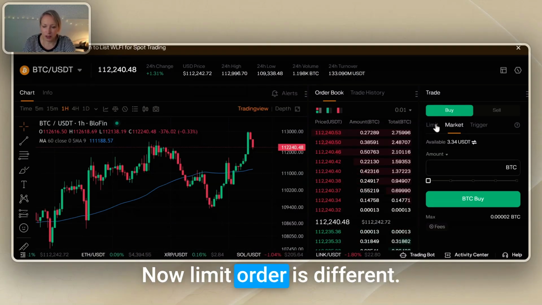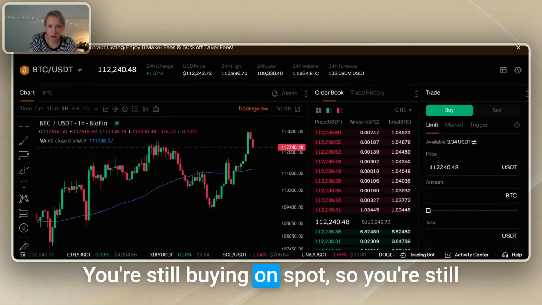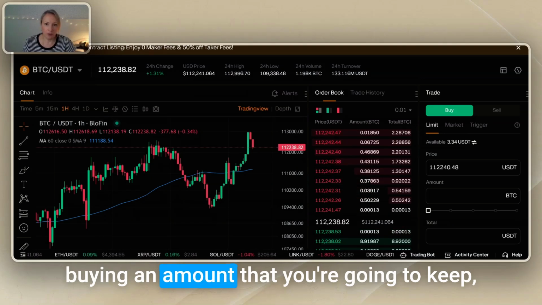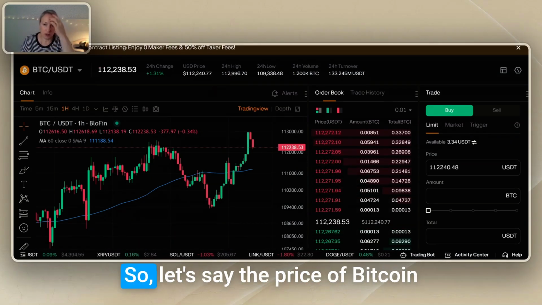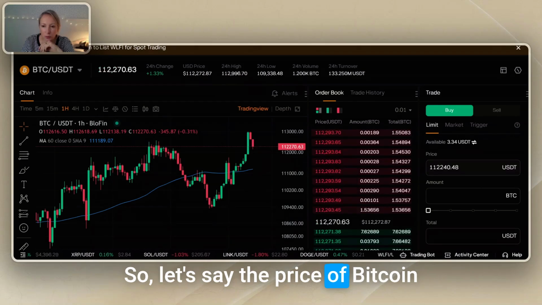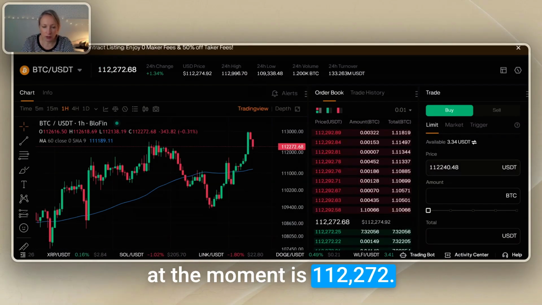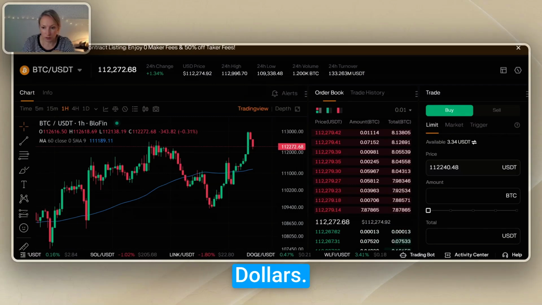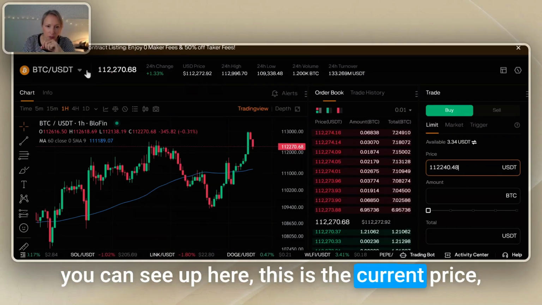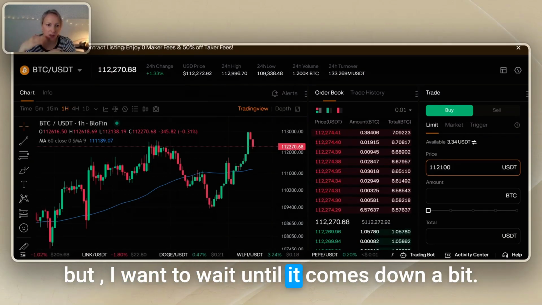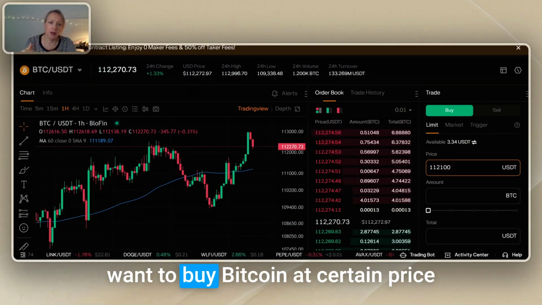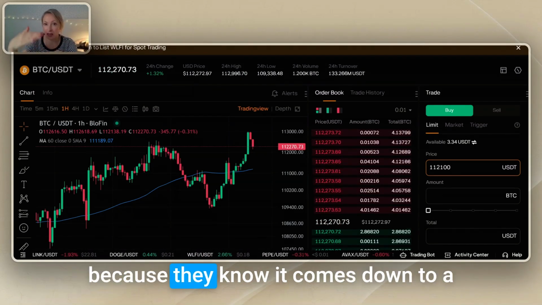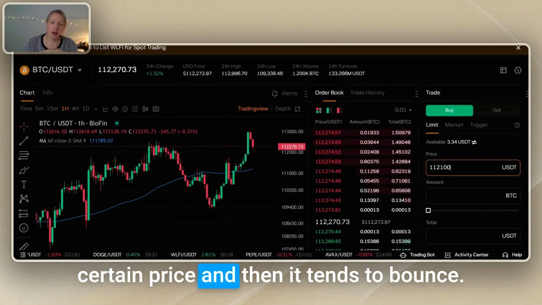Now, limit order is different. You're still buying it on spot, so you're still buying an amount that you're going to keep, but you're waiting for the right price to buy it. So let's say the price of Bitcoin at the moment is $112,272. You can see up here, this is the current price, but I want to wait until it comes down a bit. This is just an example, but a lot of people want to buy Bitcoin at a certain price because they know it comes down to a certain price and then it tends to bounce.